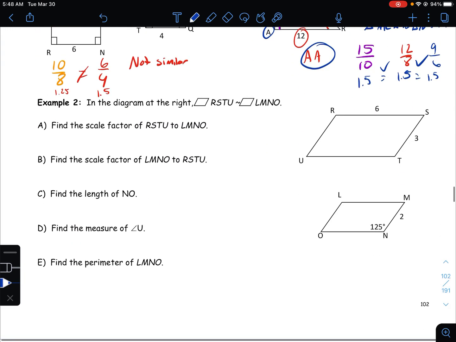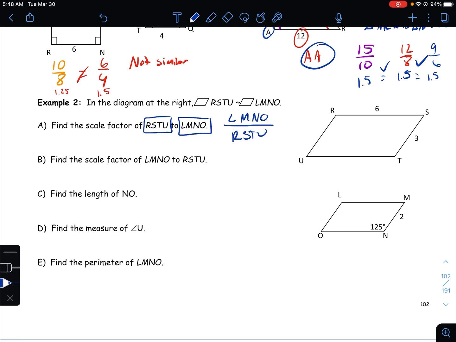All right, awesome. Next, it says in the diagram at the right, parallelogram RSTU is similar to parallelogram LMNO. Find the scale factor from RSTU to LMNO. All right, so when you do scale factor, when it says 2, you put this guy on top over this guy. So you do LMNO over RSTU. And you put the corresponding sides together.